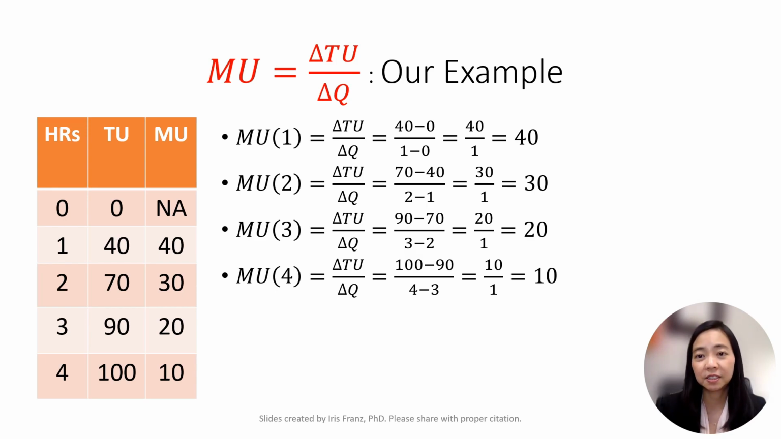The marginal utility of gaming for a second hour is a change in total utility, 70 utils minus 40 utils, divided by the change in gaming hours, 2 minus 1. We get 30 divided by 1, which is equal to 30 utils, and so on and so forth.